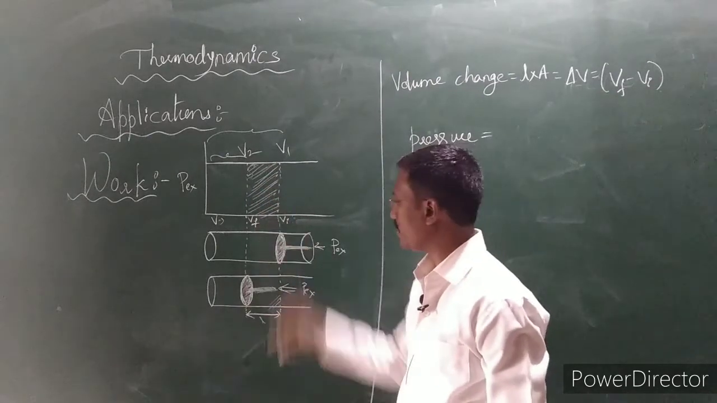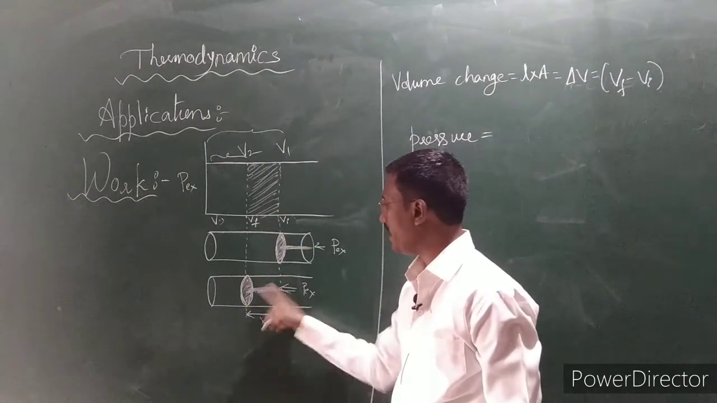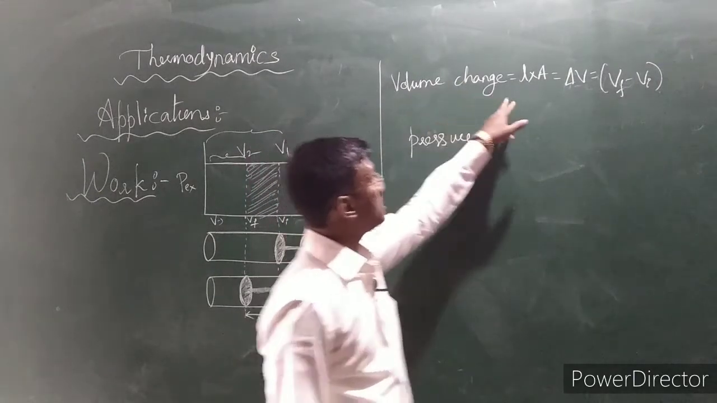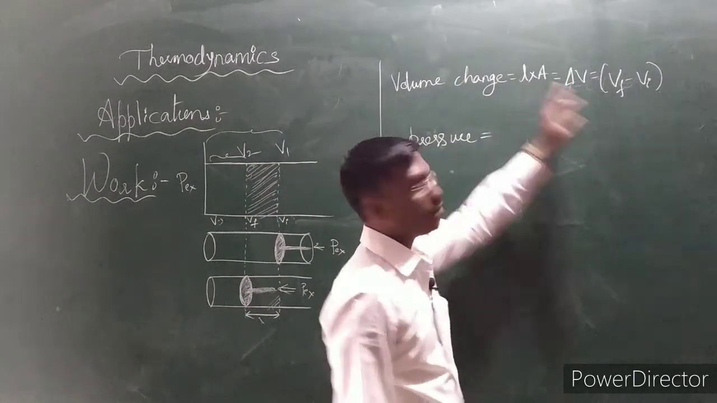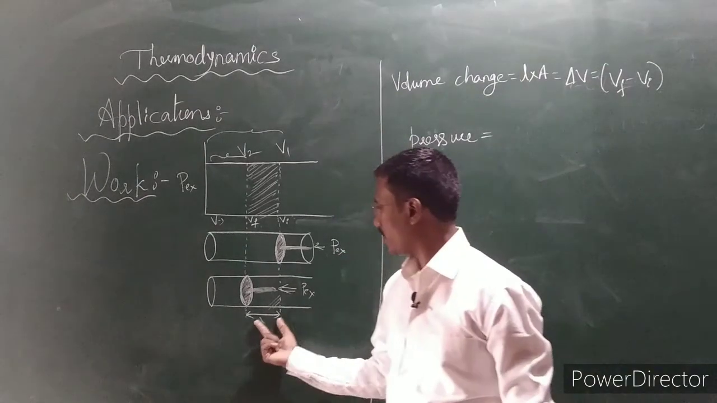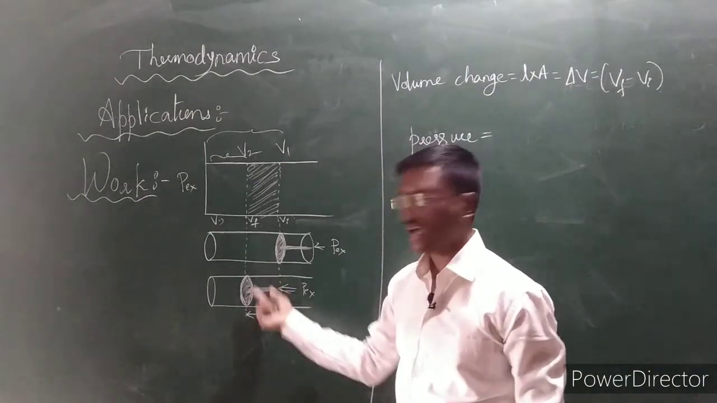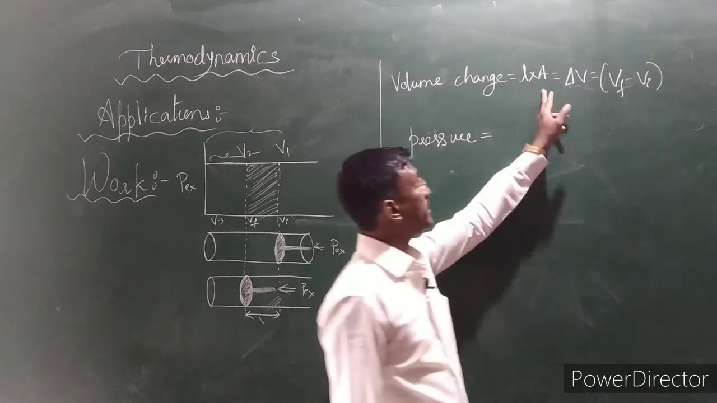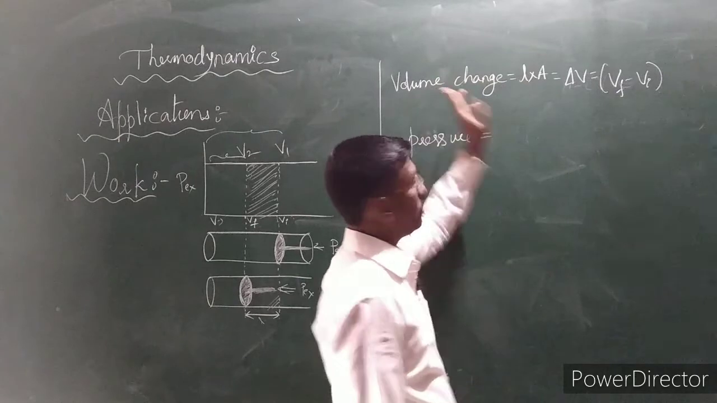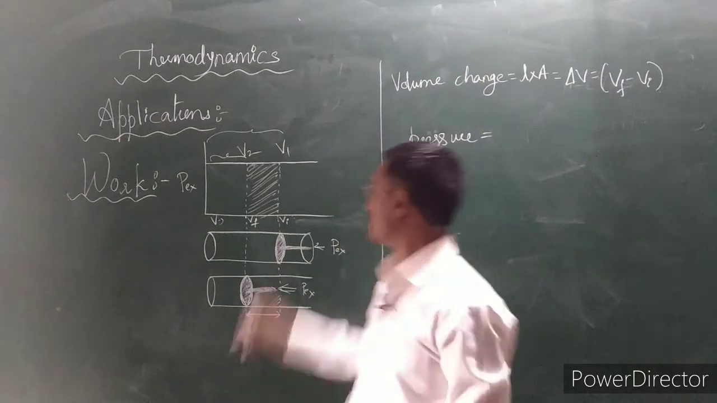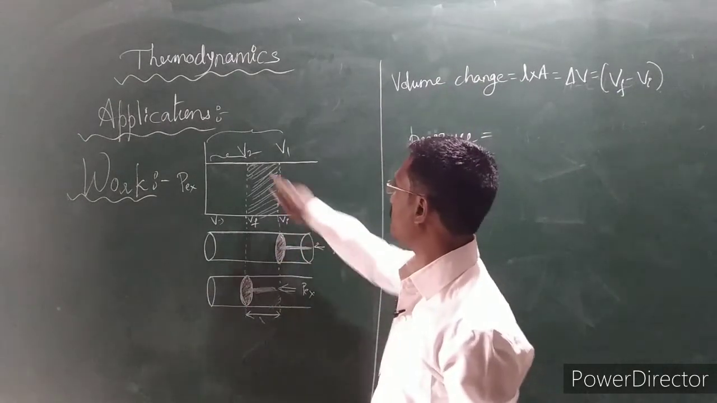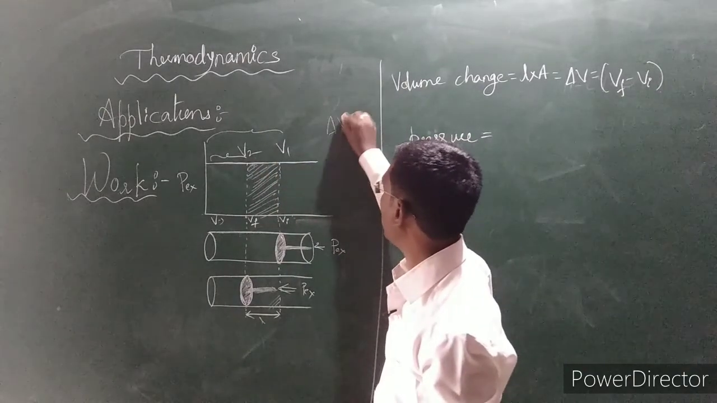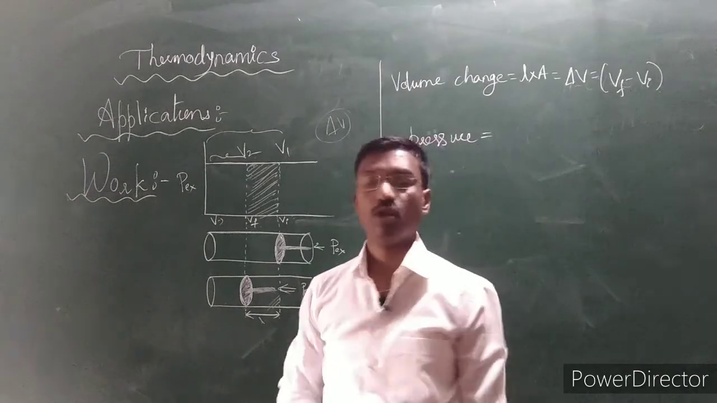Therefore, this volume can be represented in terms of length and area. I have written that volume change is equal to the product of length and area. This is the length covered by the piston and this is the area occupied by the piston. Length into area is nothing but the change in volume. Change in the volume is Vf minus Vi, meaning V2 minus V1, both are the same. That is delta V, the change in volume.